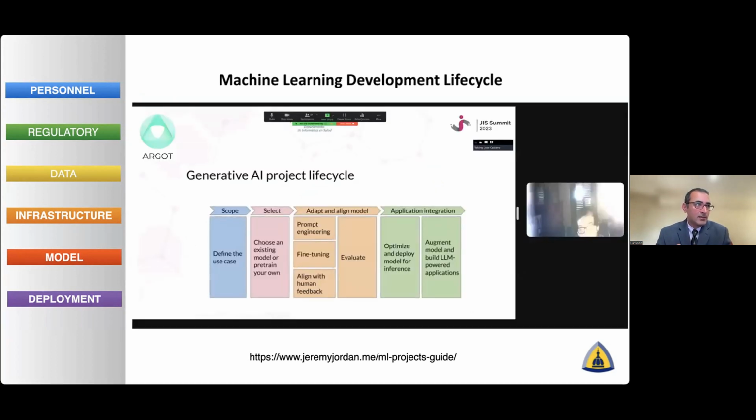And as Dr. Castano had mentioned before, the project lifecycle essentially says the same thing, that there's different steps in AI project development. And I wanted to add again that it's a very, very iterative process.